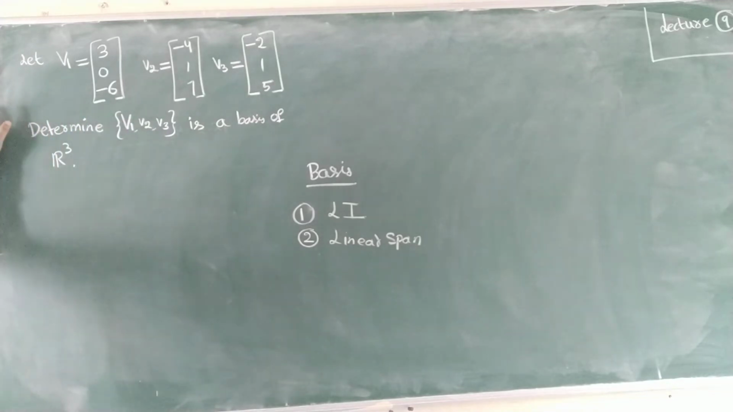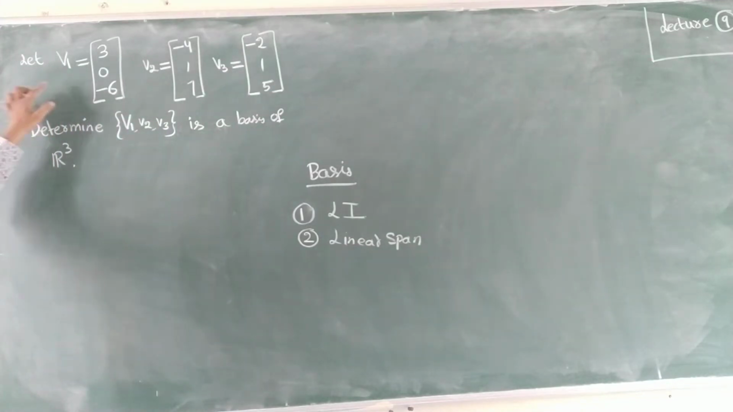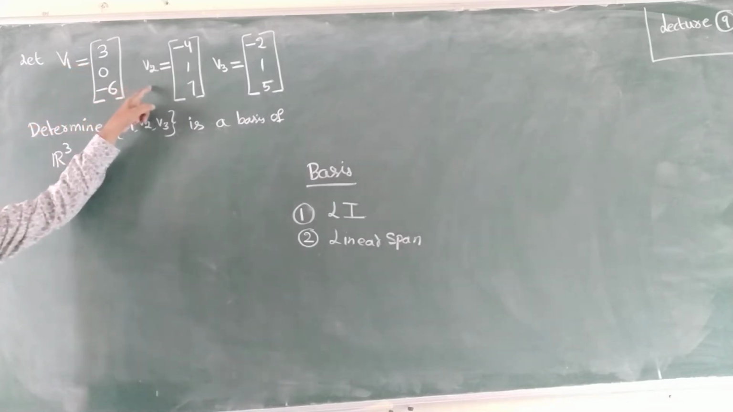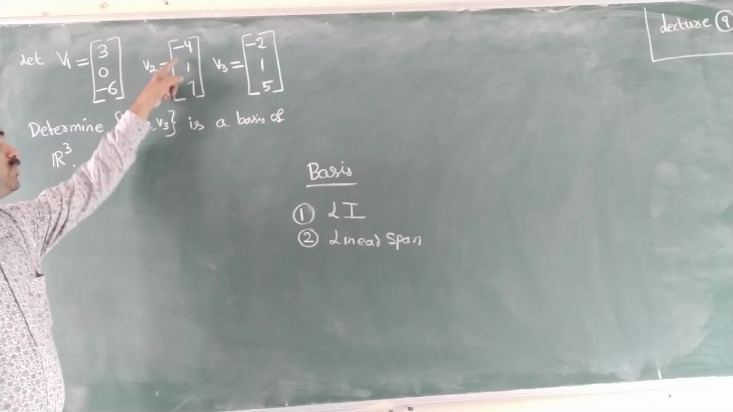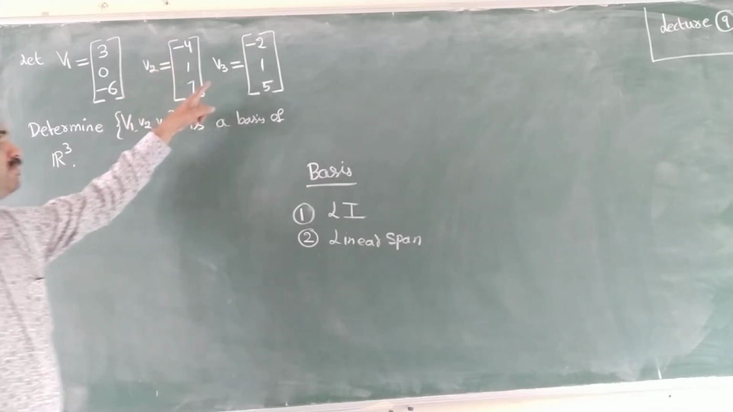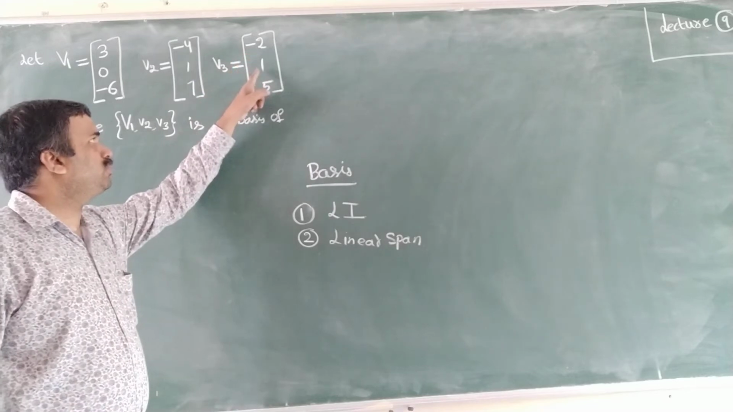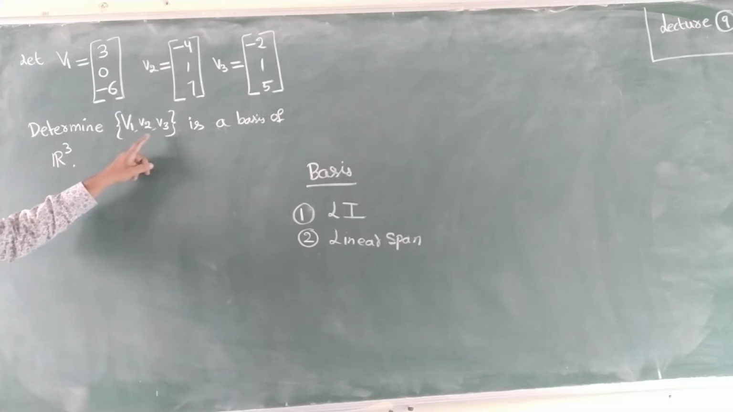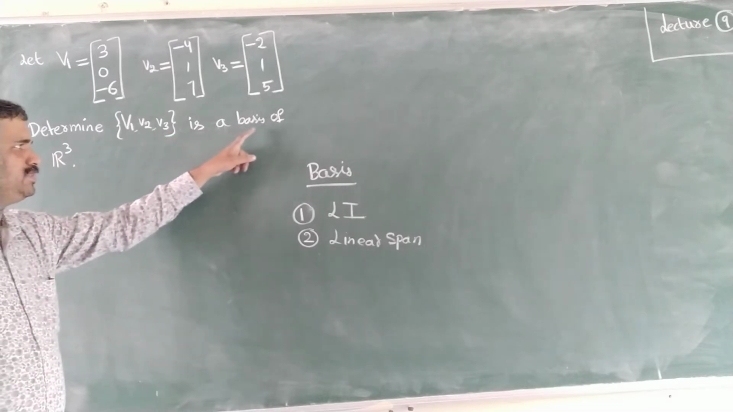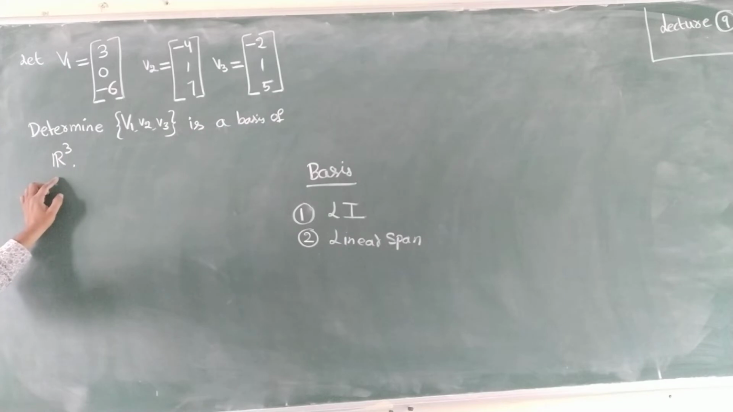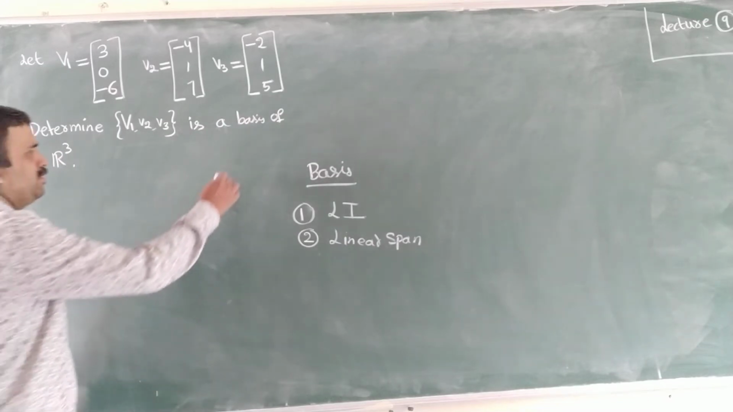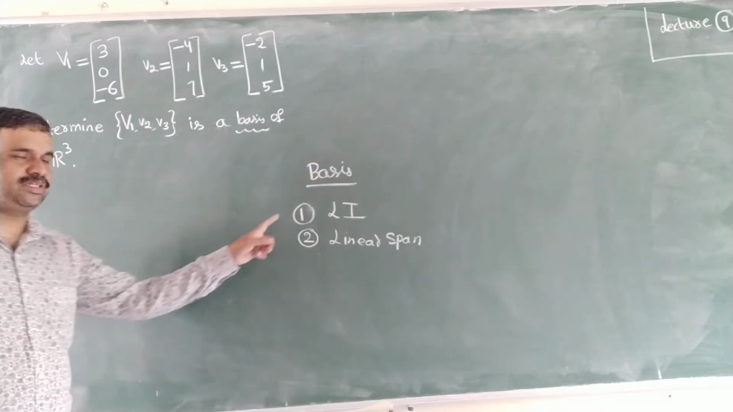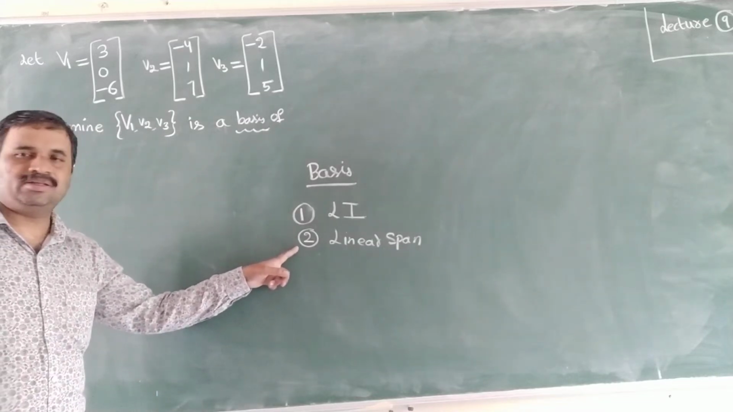Now see the question. Let V1 equal to (3, 0, -6), V2 equal to (-4, 1, 7), V3 equal to (-2, 1, 5). Determine whether V1, V2, V3 is a basis of R^3. We have to check whether it is a basis or not, so we have to check only two conditions: linear independence and linear span.